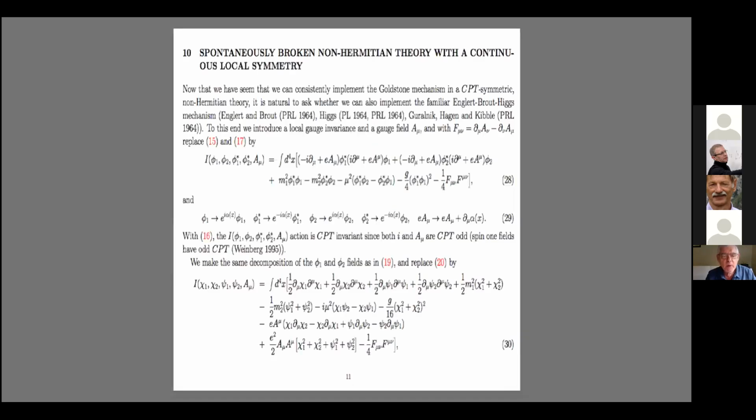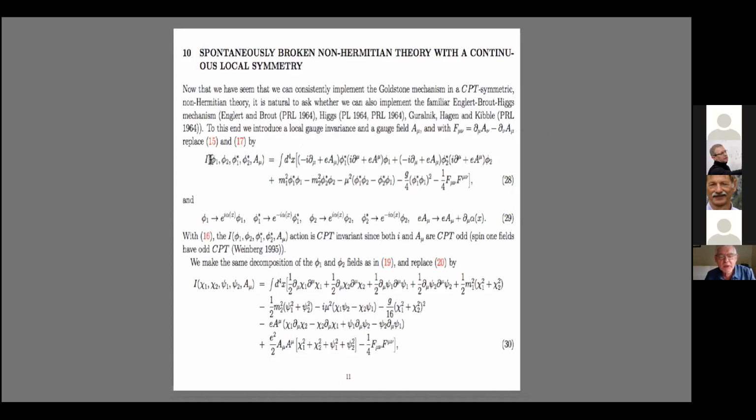Okay. So now the next obvious step is to do exactly the same thing with a local symmetry. The Englert-Brout-Higgs mechanism was first published by Englert and Brout, and then by Higgs, and then the general theory was worked out by Guralnik, Hagen, and Kibble. So we introduce a gauge field A mu. We introduce a kinetic energy operator for it. F mu nu is d mu A nu minus d nu A mu.